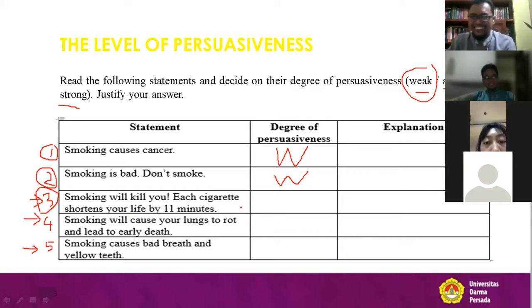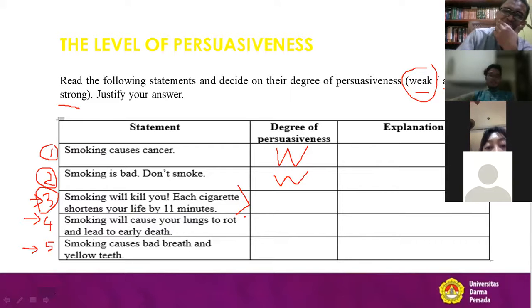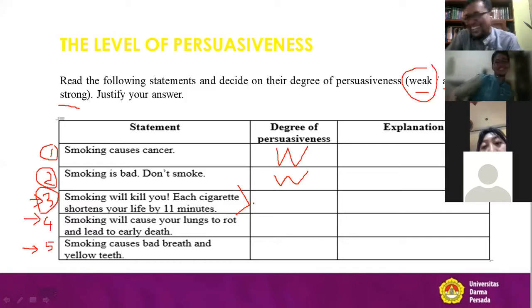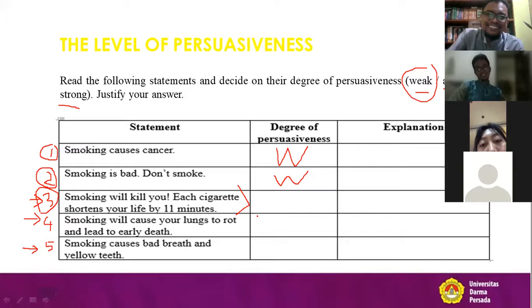Anyone else want to say something on this? Number 3: weak, because you are a smoker, sir. Who else wants to say? Come on, guys. Aji and Mariano say it is weak. Who else wants to say? Average, sir. You say average. Okay, all right.